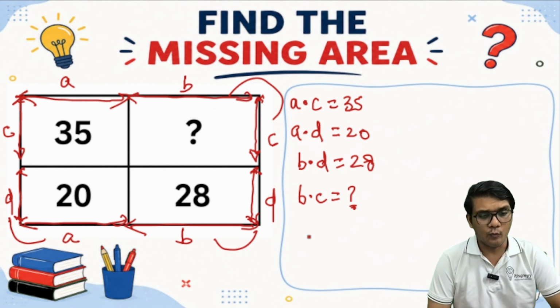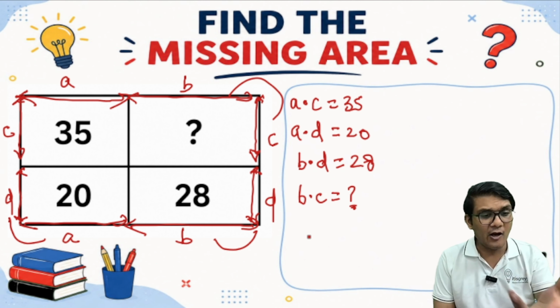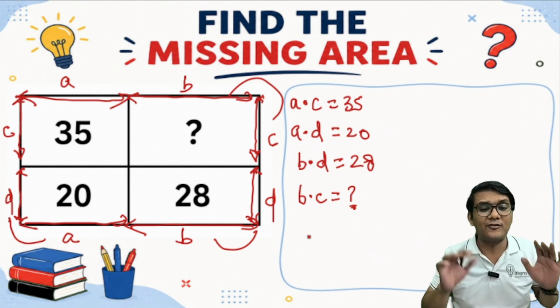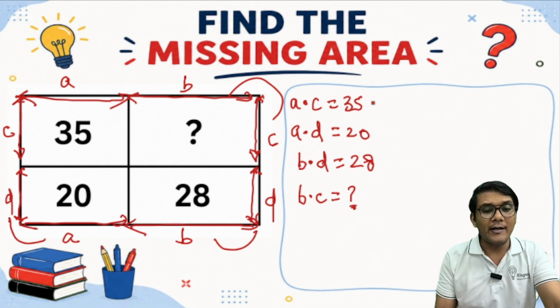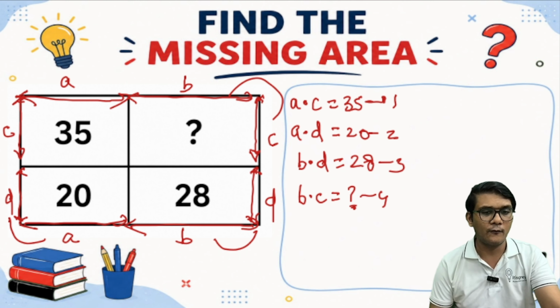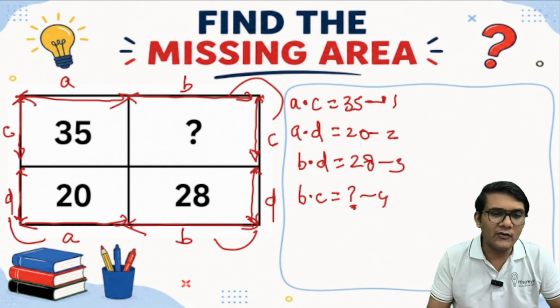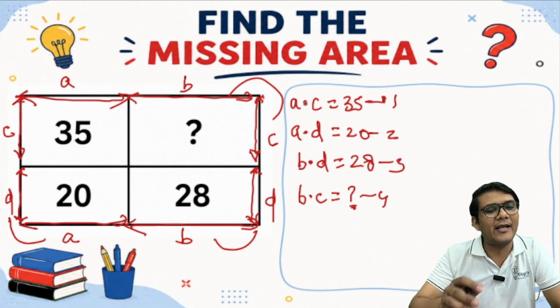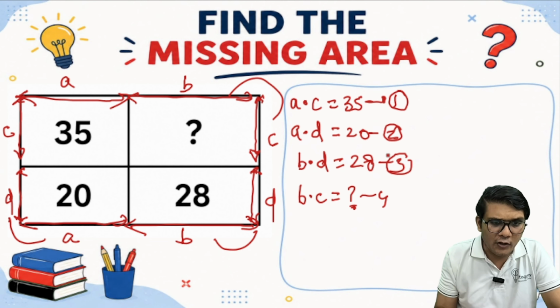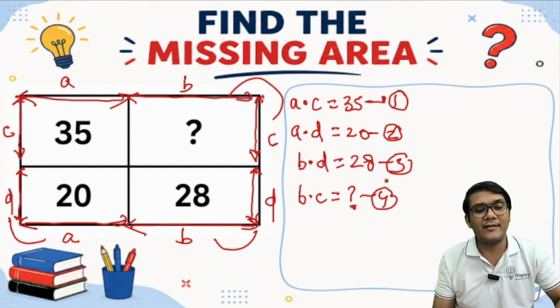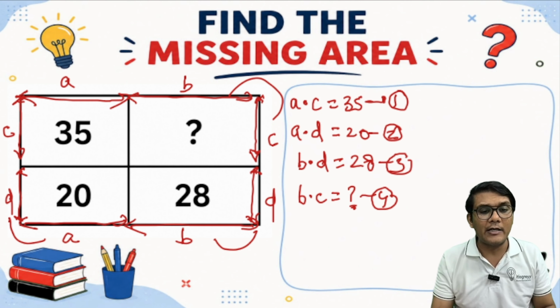Now what else can we do? Since we have not been given the area of the bigger rectangle, we can't substitute anything over here. So what we can do now is, this is our equation 1, this is equation 2, this is 3, and this is equation 4. Now you can see that all equations have A, B, C or D. So we will multiply equation 1 with equation 3 and equation 2 with equation 4. Now why is that the case? That is because once we multiply equation 1 with 3, let's see what happens.